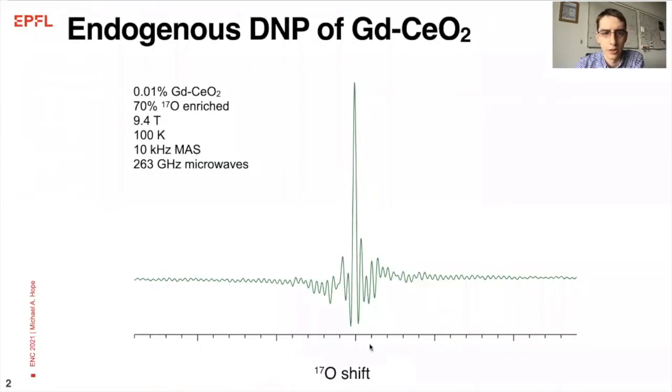Today I'm going to tell you about this spectrum. This is the oxygen spectrum of gadolinium-doped ceria, oxygen-enriched, recorded under MAS DNP conditions. This scale is in hertz, and this line is only 2 millihertz wide, which is an exceptional resolution in the solid state. So how do we get this?